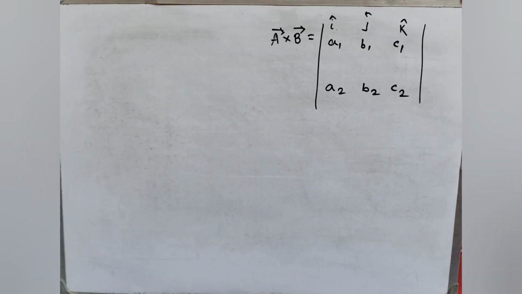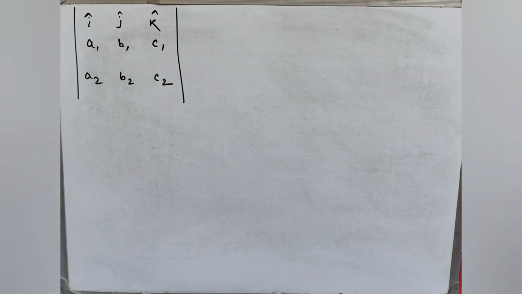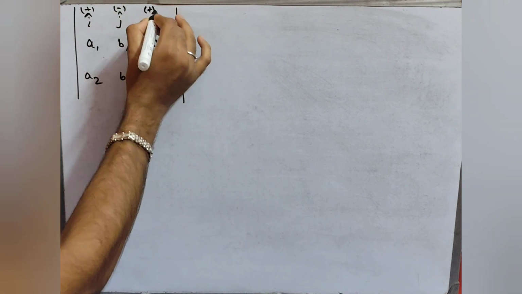In mathematics, you will face a complete chapter on determinants and matrices. There you will solve different kinds of numericals on this topic. But here I am explaining determinants as per the requirement of physics. Now we are going to open this determinant. At first you should put a positive symbol here, then negative, and then positive.